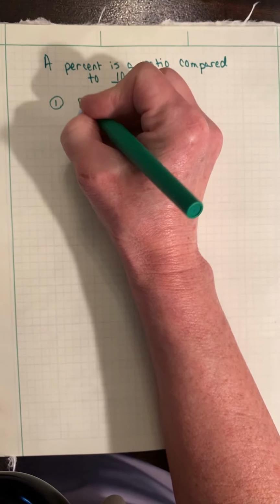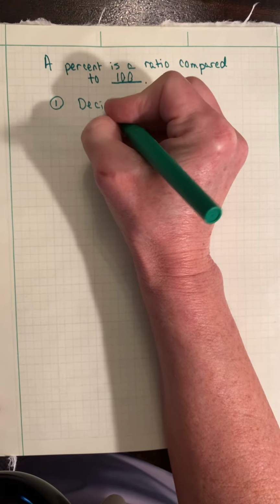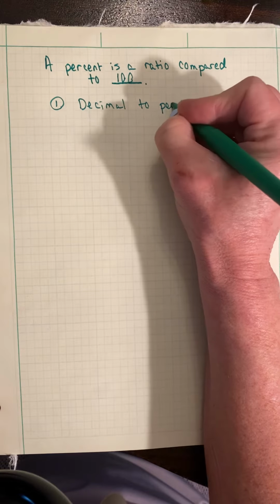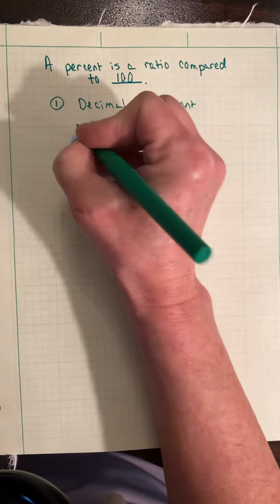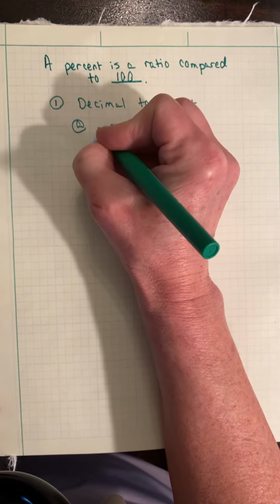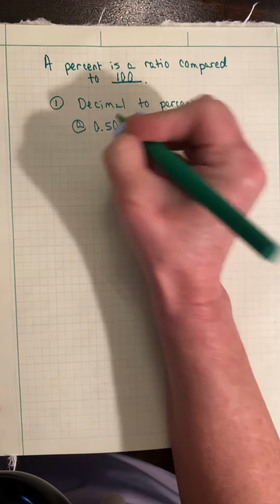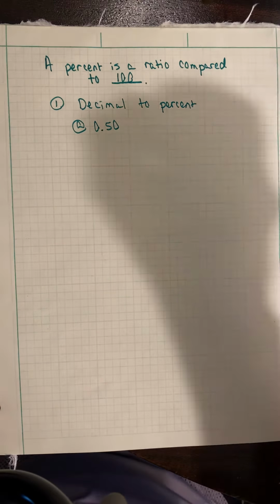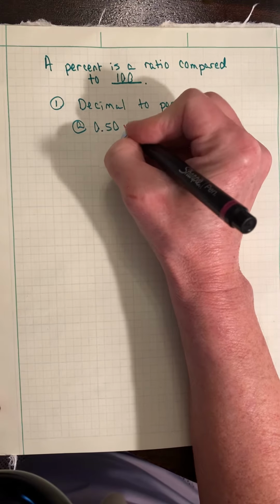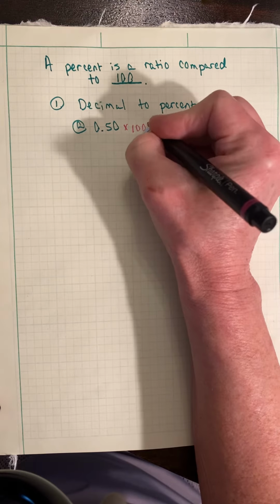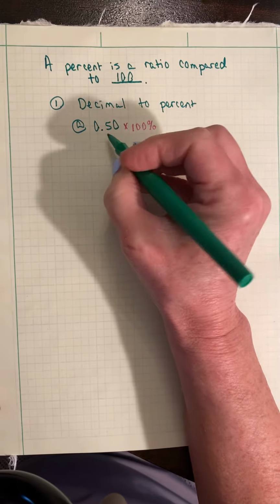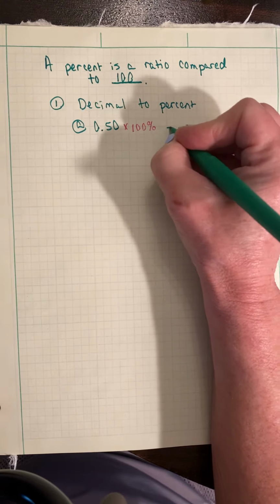If I'm going from a decimal to a percent, I'll just take my decimal. Let's say we have 50 hundredths, and I want to change it to a percent. I can multiply by 100%. That's like multiplying by 1. And we know that multiplying by 100 moves your decimal 2 places to the right.